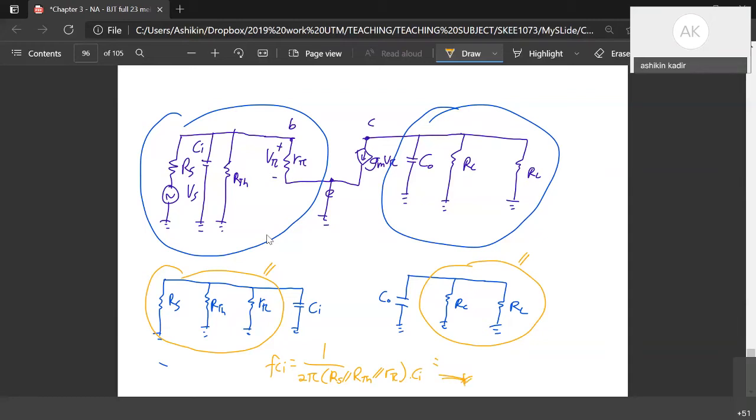And then another one is FCO equals 1 over 2 pi, the resistor is RC parallel with RL, multiplied by C out. So you get another frequency.